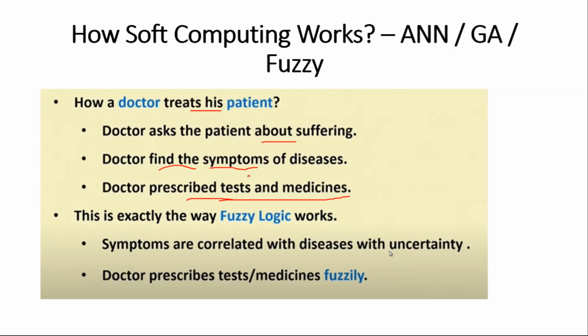But is there any guarantee? Is it 100% guaranteed that the doctor's prediction is correct? No, there is nothing like that. So this type of problem can be solved by using a technique called fuzzy logic, because symptoms are correlated with diseases with uncertainty. There are some symptoms, and the doctor predicts something, but there is some uncertainty. It is not that whatever the doctor predicts is exactly correct. There is a degree of uncertainty.